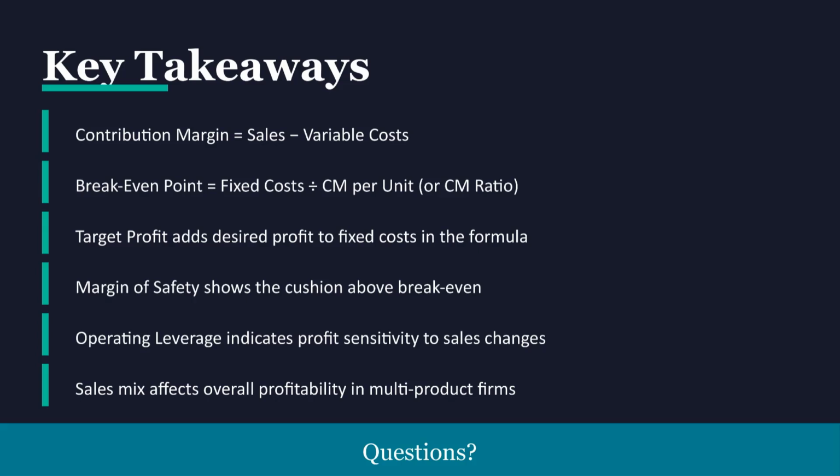What if we raise prices? What if volume drops 20%? What if we automate and trade variable labor costs for fixed equipment costs? What if we change our product mix? It transforms accounting data into a decision-making tool that connects operational choices to profit outcomes, helping managers understand the financial consequences of pricing decisions, cost structure changes, and volume targets without waiting until year-end to see what happened.